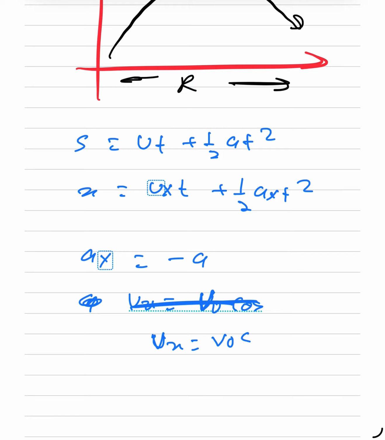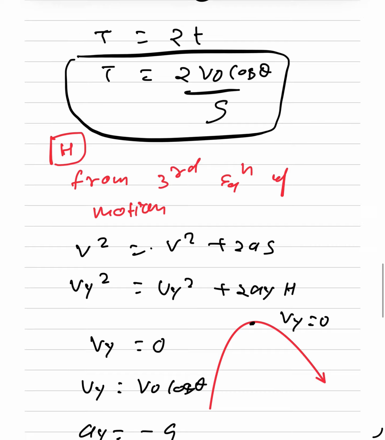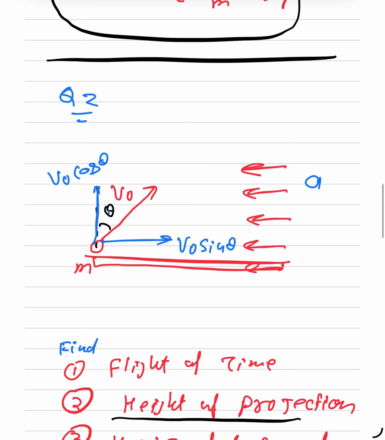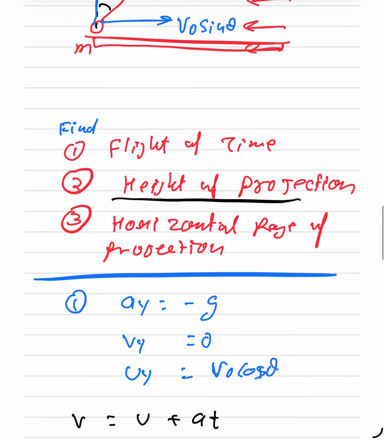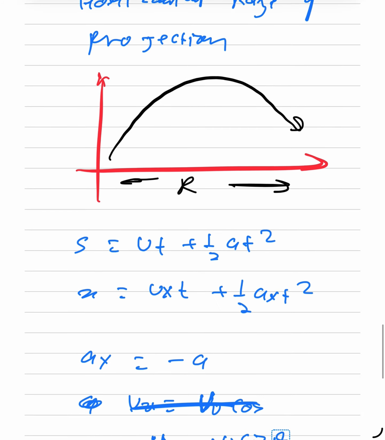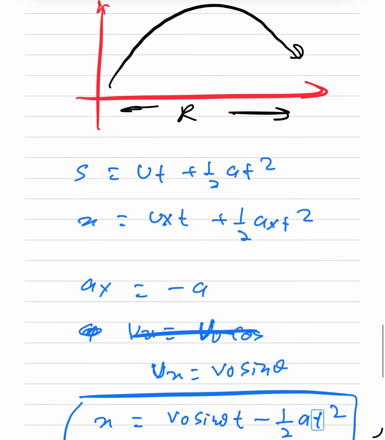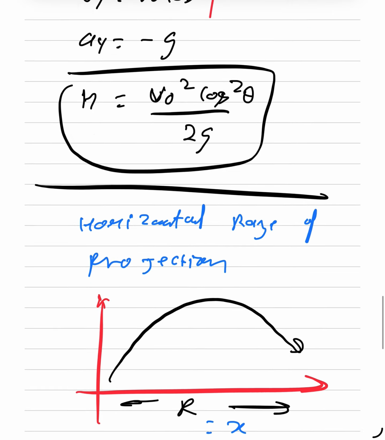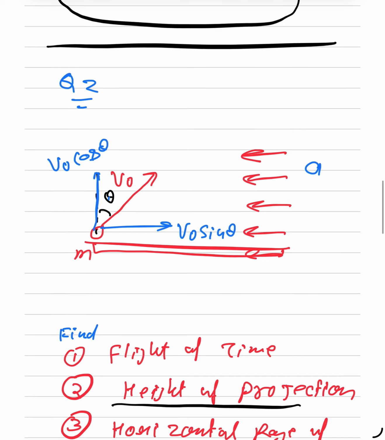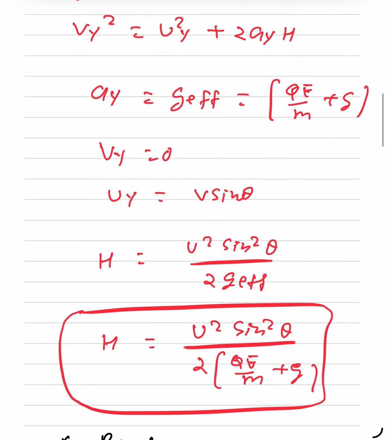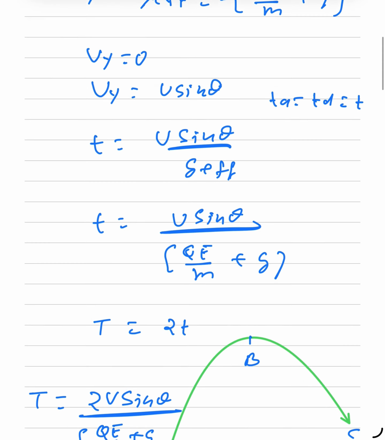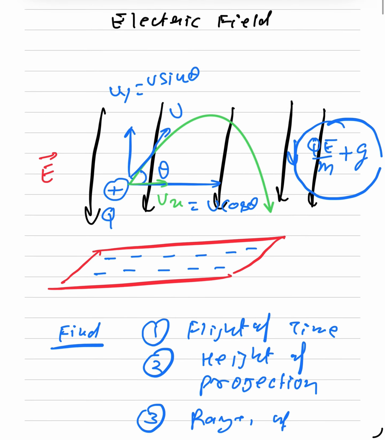U x equals v naught sin theta according to the given diagram, because the angle is from the vertical and the horizontal component of the projectile velocity is v naught sin theta. Putting in all values, x equals v naught sin theta multiplied by t minus 1 by 2 a t squared. This is the horizontal range of the projectile motion, the basic concept related to this, and the most important concept of projectile motion when a charged particle moves in a uniform electric field, as in the given situations.